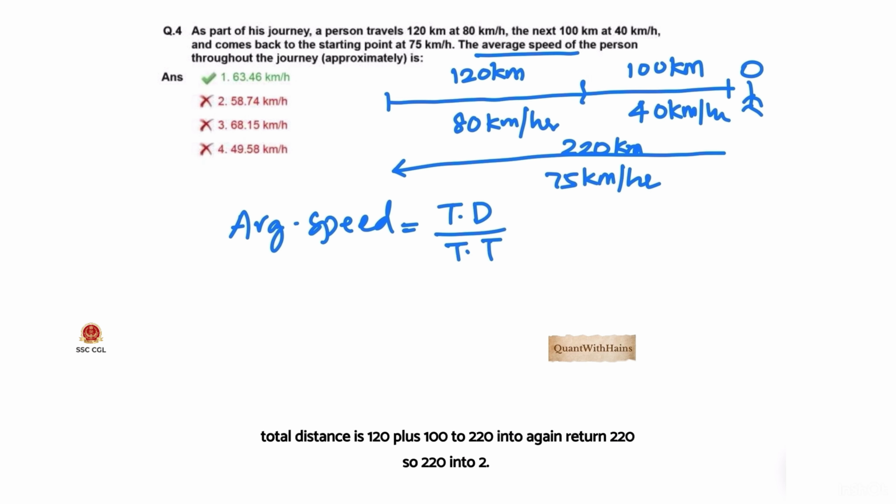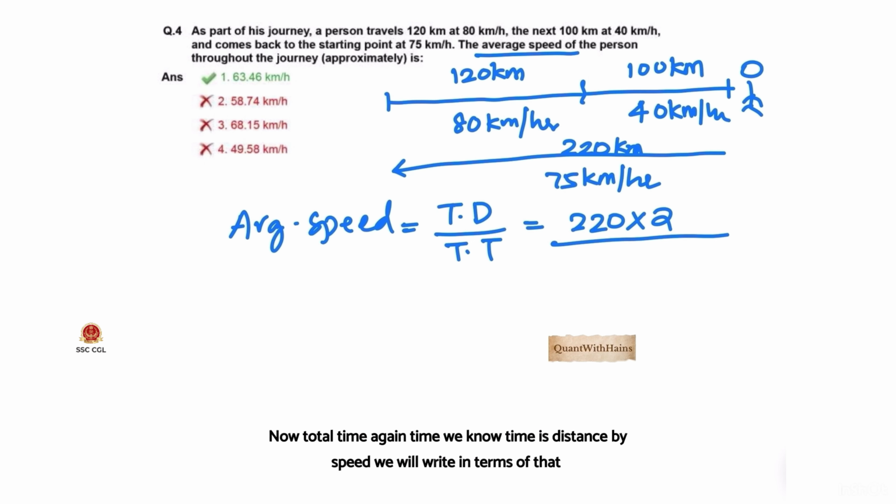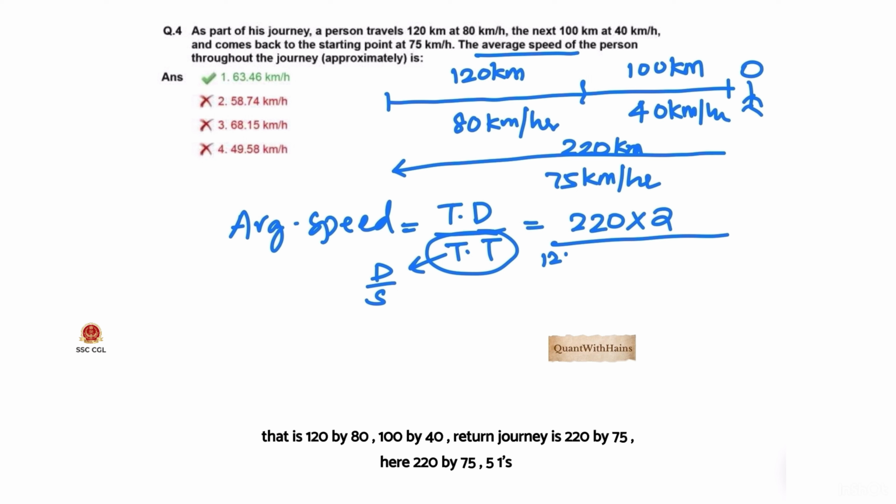Total distance is 120 plus 100, 220, 220 into again return 220. So 220 into 2. Now total time. Again time, we know time is distance by speed. We'll write in terms of that. That is 120/80, 100/40. Return journey is 220/75.